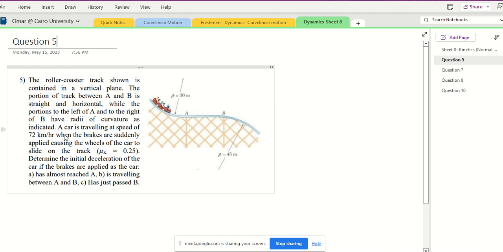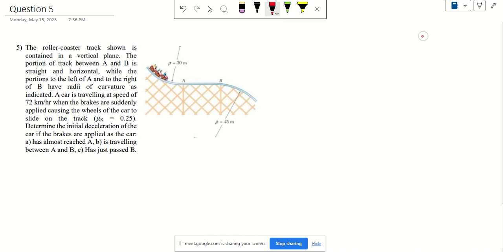A car is traveling at a speed equal to 72 km per hour when the brakes are suddenly applied, causing the wheels to slide on the track, and mu k is equal to a quarter. Determine the initial acceleration of the car if the brakes are applied. The car almost reaches A, is traveling between A and C, just past B. So we are going to divide this region into three regions. The first one is before A, the second one is between A and B, and the third one is after B. This is 1, this is 2, and this is 3.